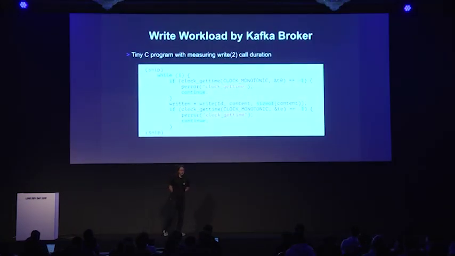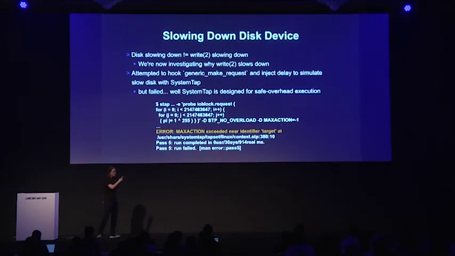Write workload by Kafka broker was easy to reproduce. It was a simple C program. We opened a file. We kept calling a write to measure the write call duration. Reproducing the slow disk was not so easy. Because this is different from slowing down the write system call itself. Because that is in the interface layer, so replacing that is not that hard. But what we are interested to know is what is happening under the write.